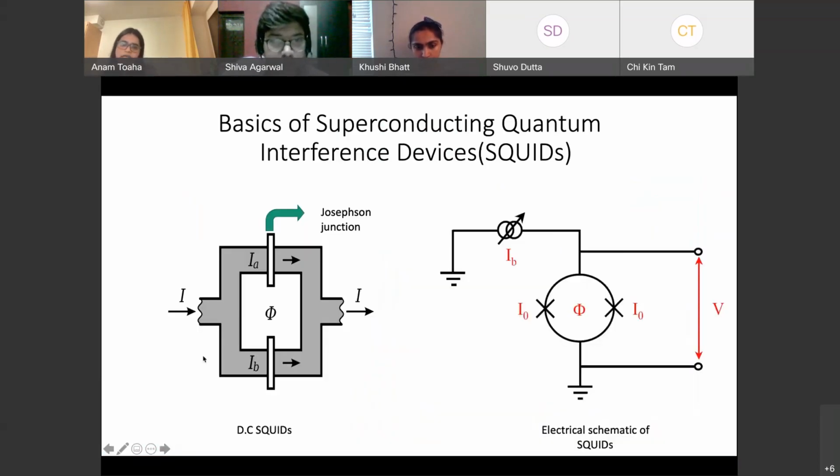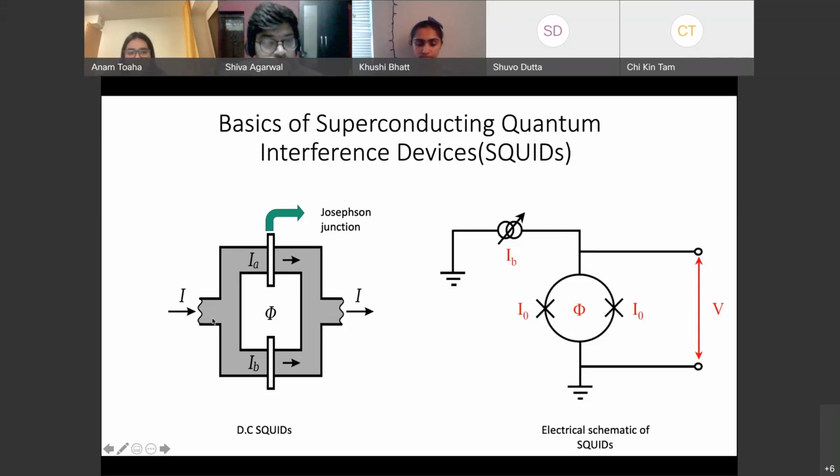Currently I'm working on SQUIDs. Here I have shown some basics of superconducting quantum interference devices. A SQUID is a very sensitive magnetometer used to measure very subtle magnetic fields, containing two Josephson junctions. On the left, I have put a picture of a DC SQUID. A DC SQUID contains two Josephson junctions connected in parallel in a superconducting loop.